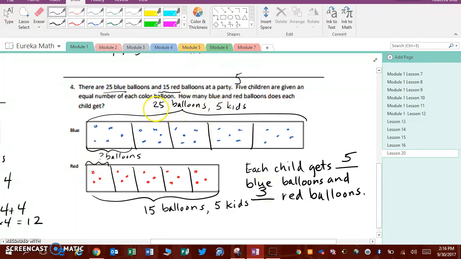Our number sentence here, again, we started with the total, so it's 25 divided by 5 kids equals 5 balloons, and that went there. For the red, we had 15 balloons divided by 5 kids equals 3 for each, and that goes there. So this homework assignment will take some time and some thought, so make sure you're focused on what you're doing. You're taking care to get your picture drawn correctly with your labels, your number sentence, and your word sentence. Have fun!